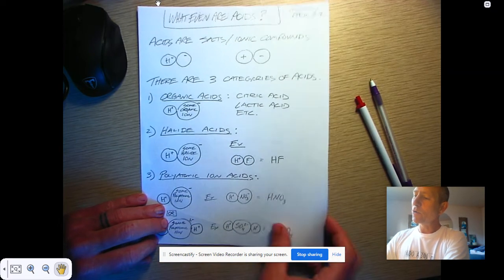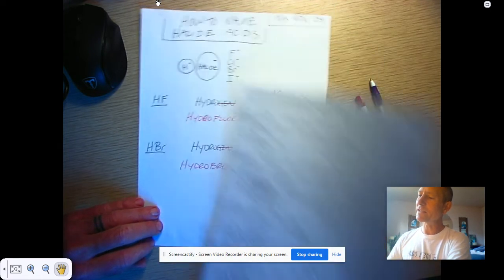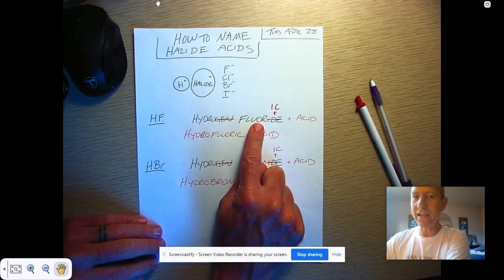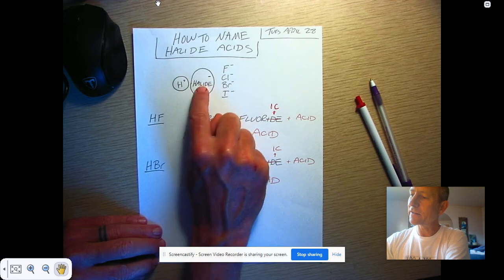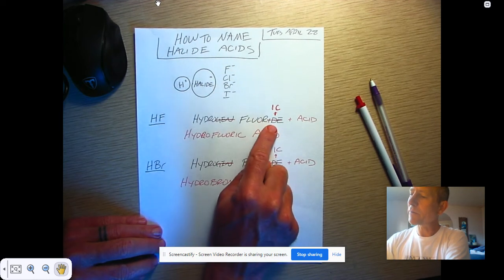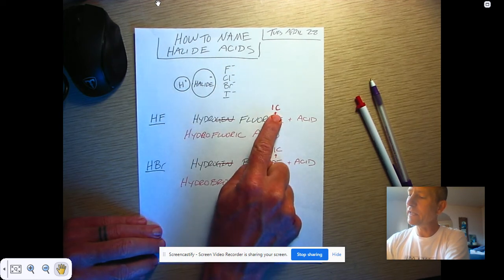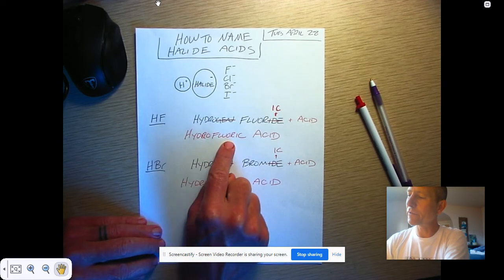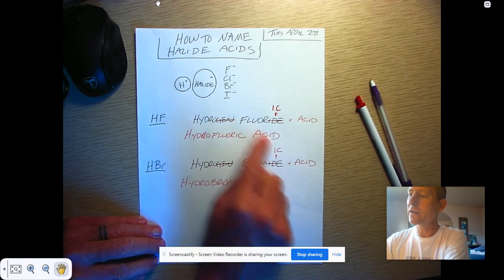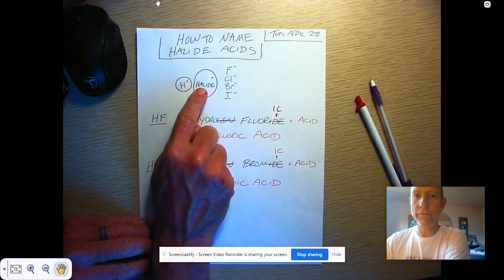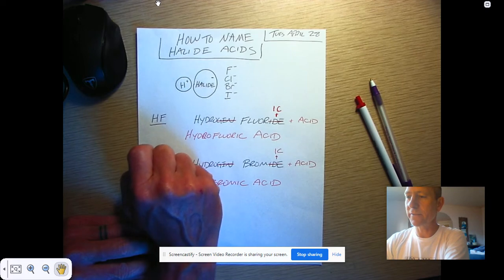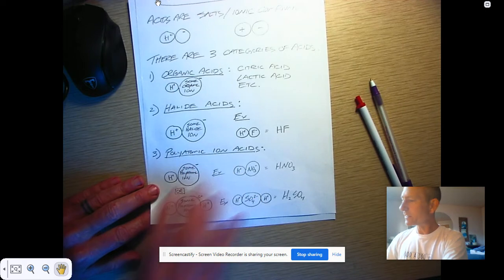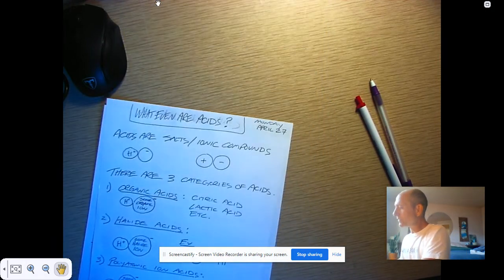Halide acids, we talked about how to name those last time. We said that you just chop off the suffix of the anion. So if your anion is fluoride, you chop off the "ide" and you replace it with "ic", and you call it hydro from the hydrogen, fluoric from the fluorine acid. Hydrofluoric acid. Yeah, that's good. So next we're going to talk about these polyatomic ions and how to name those.